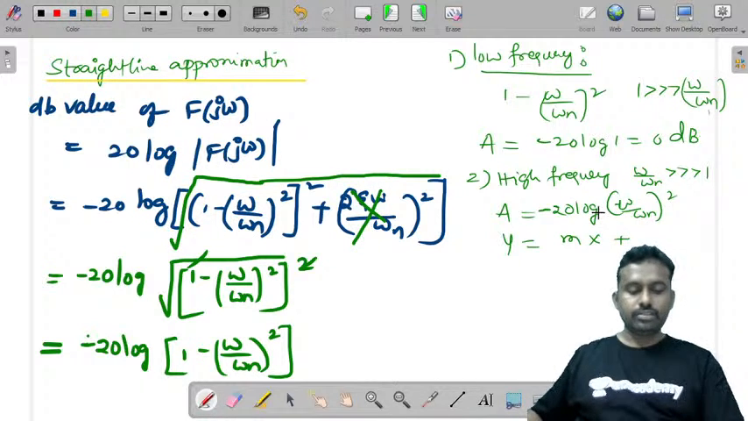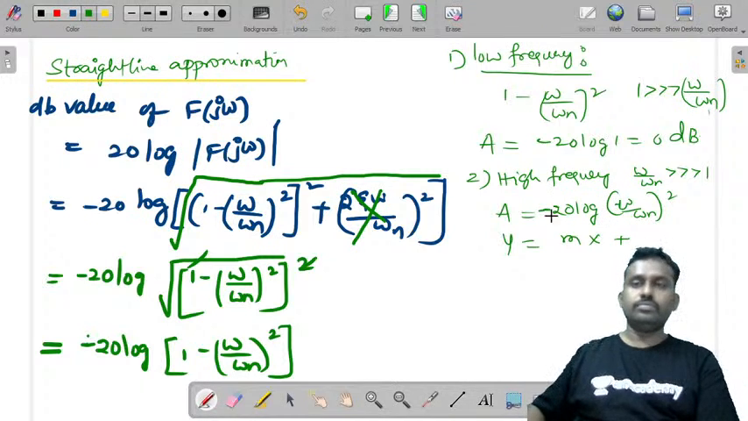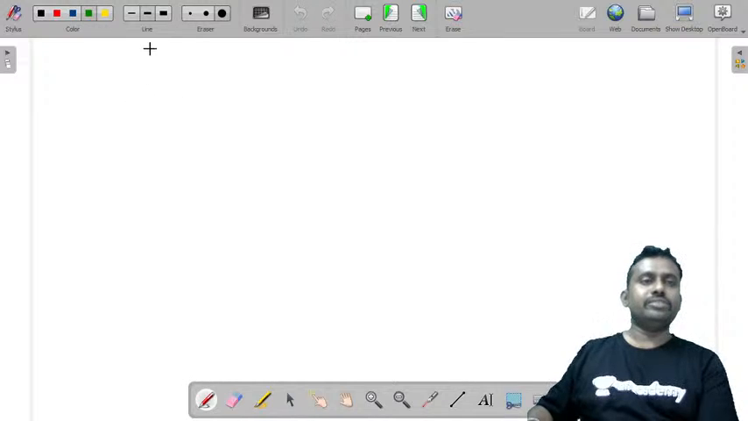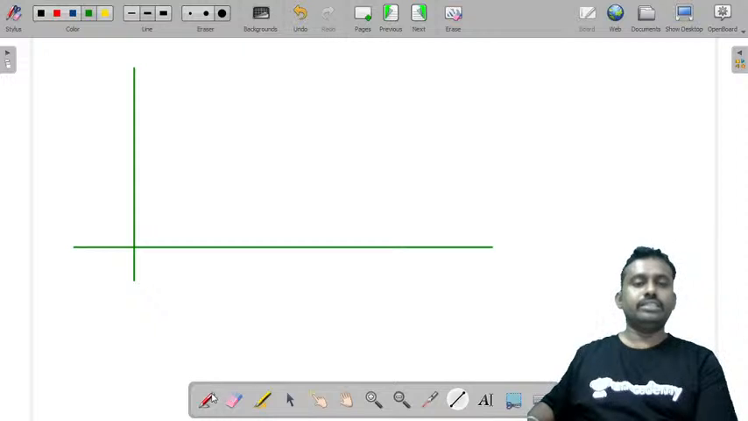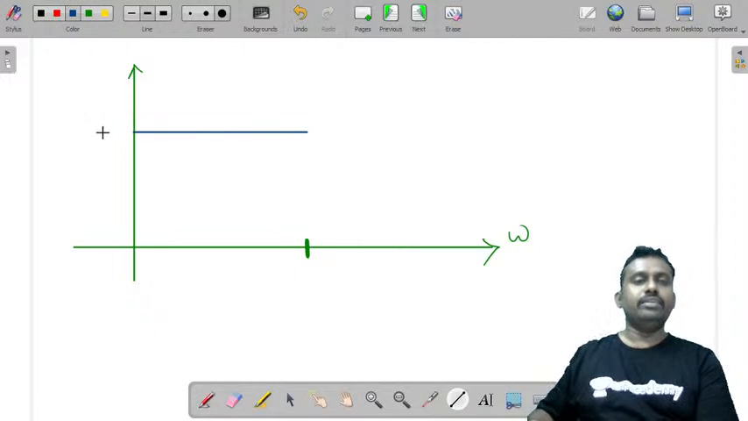Hope you are able to understand. So this is a straight line. We have understood that this is a straight line, and I'll try to draw that. Now if you take the straight line approximation, this is the magnitude versus frequency graph. In low frequency, the graph was a straight line at 0 dB. Let us take this as the 0 dB line.